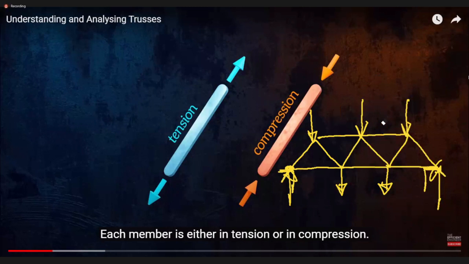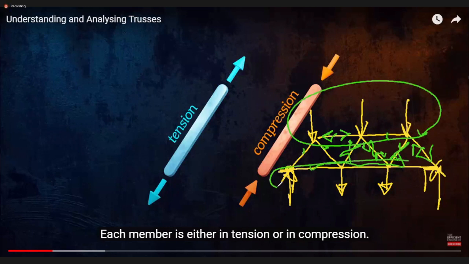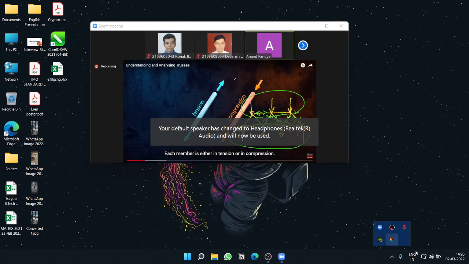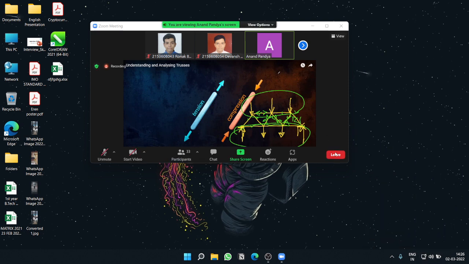For example, when this truss is subjected to a load, every element will come in either tension or compression. Finding out all the members' tension and compression when it is loaded with some specific load, that is called truss analysis, and that is what we are going to learn in detail in this semester.